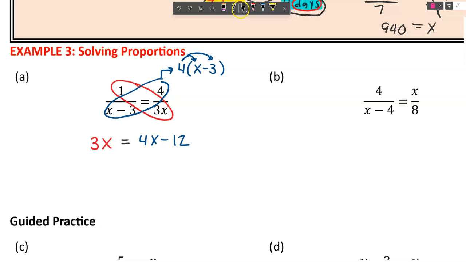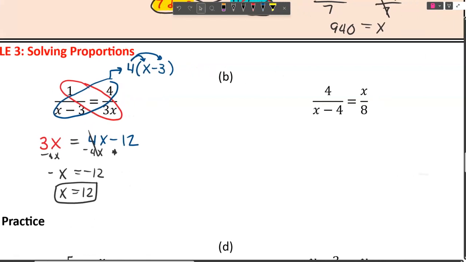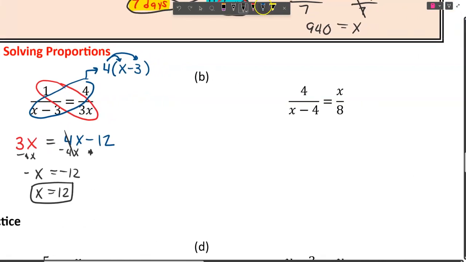All we now have to do is solve this equation. It's actually easier if I subtract the 4x from the other side first. So we get negative x equals negative 12. Divide by negative 1, x is equal to 12. Now, if we look at the second example, something else is going to come up that we need to discuss.